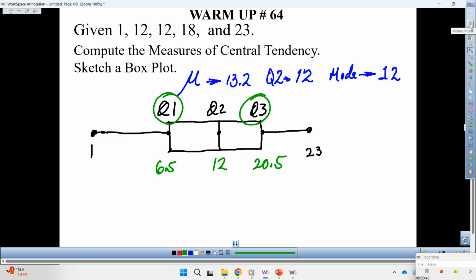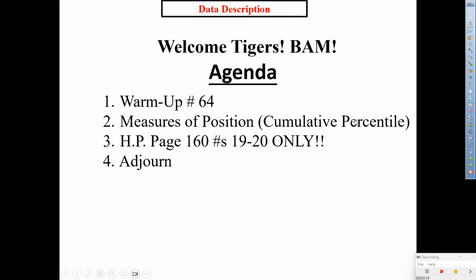All right. And once again, we're easing into all the measures that we covered before, just in case, wink, wink, hint, hint. I give you a set of data and ask you to do all the measures to that data. All right. Agenda, warm-up 64 is done. Measures of position, we're in the middle of that. And today we're covering cumulative percentile. And home plate for tonight, page 160, numbers 19 and 20 only. Only 2 problems. Thank you, Mr. Q. You're welcome. I got you.